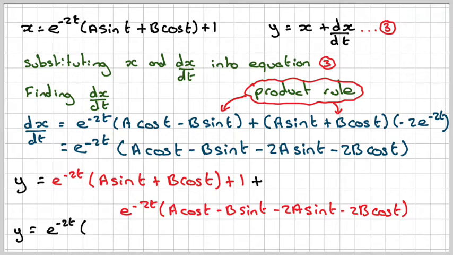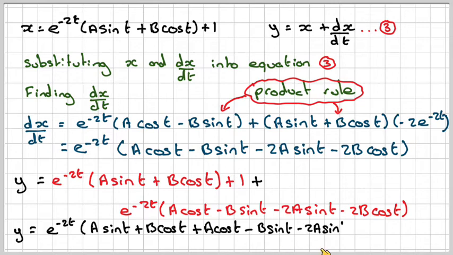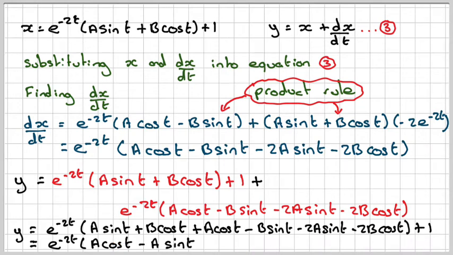So we could rewrite this as a sine t plus b cos t plus a cos t minus b sine t minus 2a sine t minus 2b cos t, but put the plus 1 at the end. So this plus 1 will go to the end. Right, if we now try to simplify that, we're going to have a cos t from here, and then the other a will be in terms of sine. So we've got a minus 2a sine t, which will give me minus a sine t.